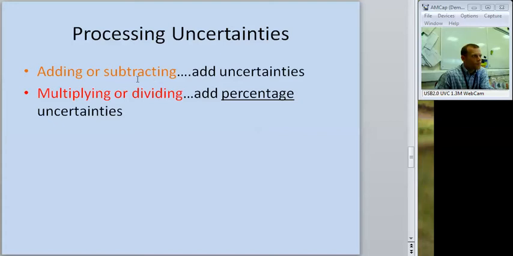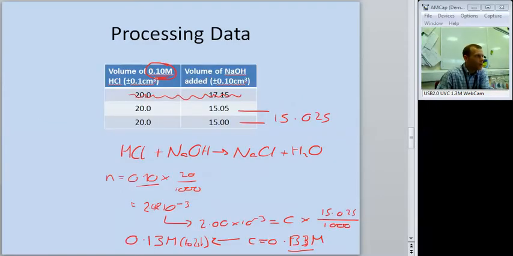Now, as you saw, if we're adding or subtracting data, when we're looking at that second burette reading, I was able to just add the uncertainties. If I'm doing something more complicated, like I was on the last page with some multiplying or dividing, I need to add percentage uncertainties. So if I go back to this slide, and I want to now process my uncertainties, well, the uncertainties I've got are relating to the volume of HCl and the volume of NaOH. I haven't got any uncertainties for the concentration of that. So I need to get some percentage uncertainty so I can quote the overall uncertainty with my final answer.